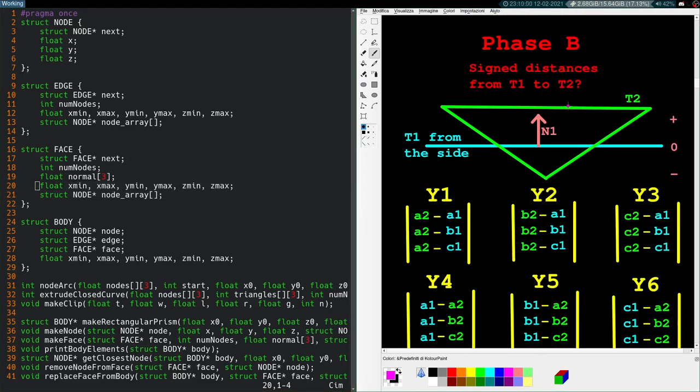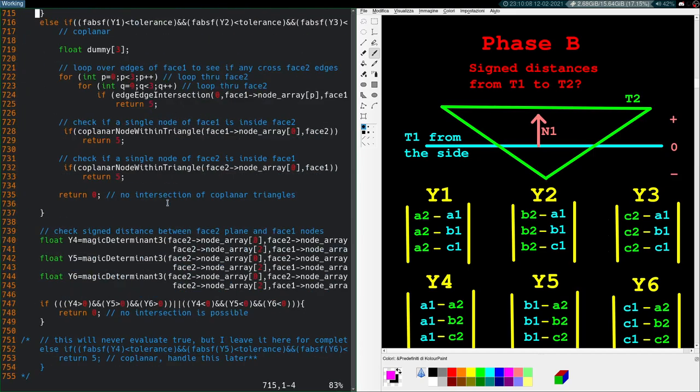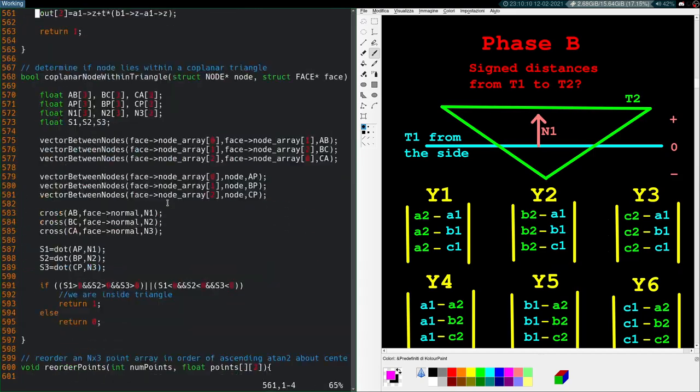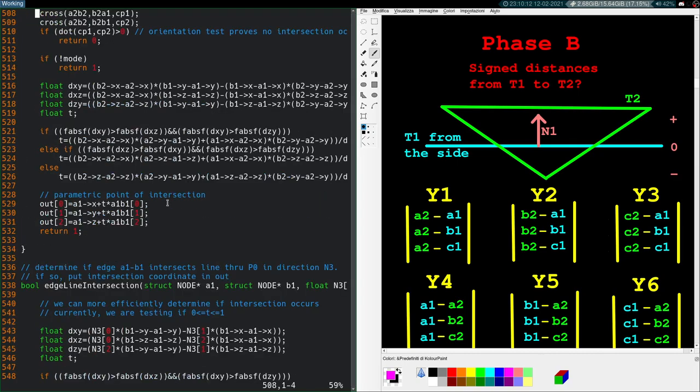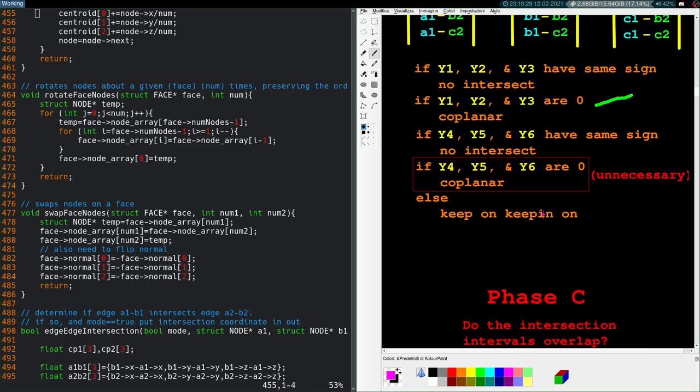The next thing is the actual geometry.c file. I'll explain every algorithm that I implemented here in order, because that's the easiest way to do it. So let's talk about this first. These are two very short functions. One says rotate face nodes, one says swap face nodes. These rotate nodes on a face or swap nodes on a face. And so why would you do that?